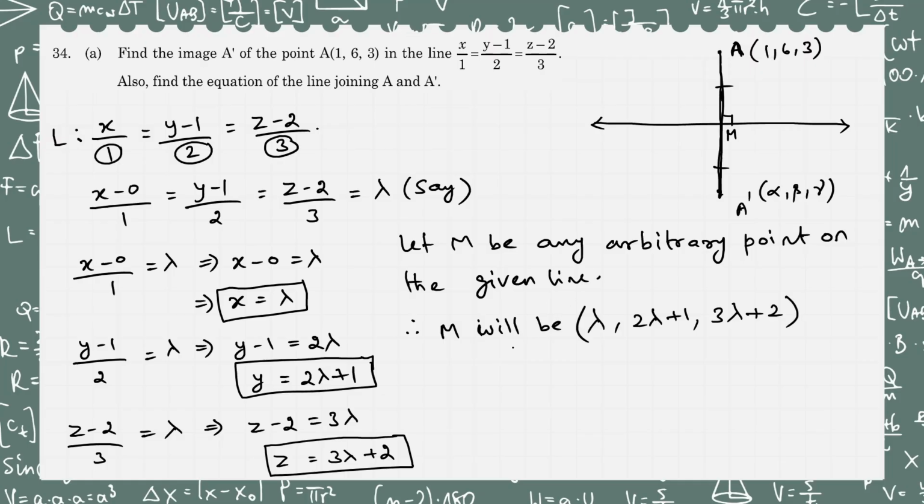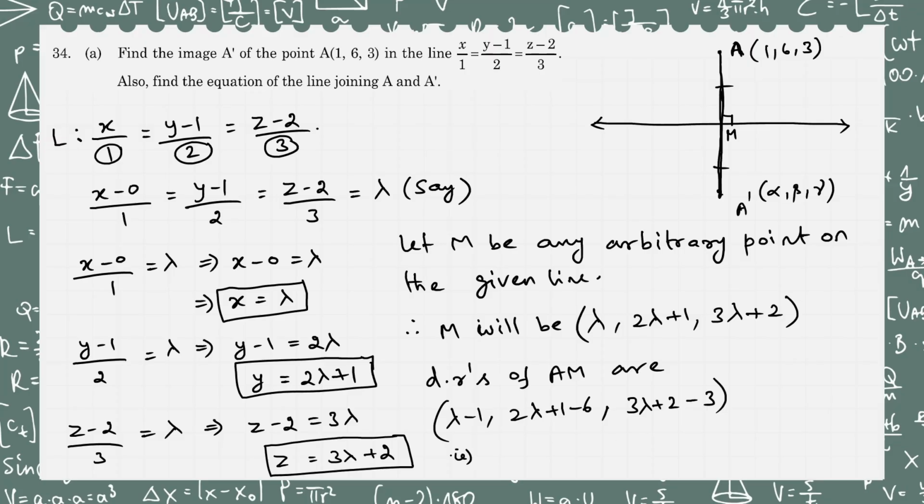Now we need to find the DRs of the segment AM. So the direction ratios of AM are, how do we find it? M's value minus A's value, right? So lambda, first value of M, lambda, first value of A is 1, so lambda - 1. And the second one is 2 lambda + 1 - 6 and 3 lambda + 2 - 3.